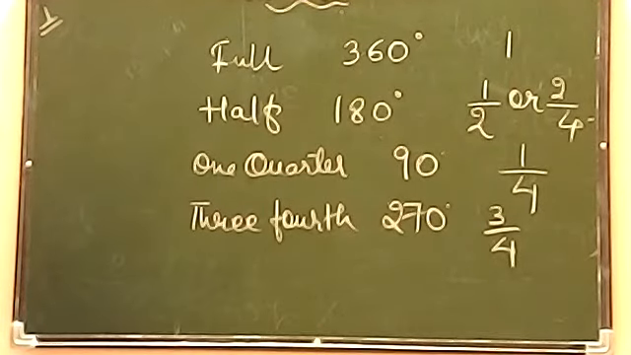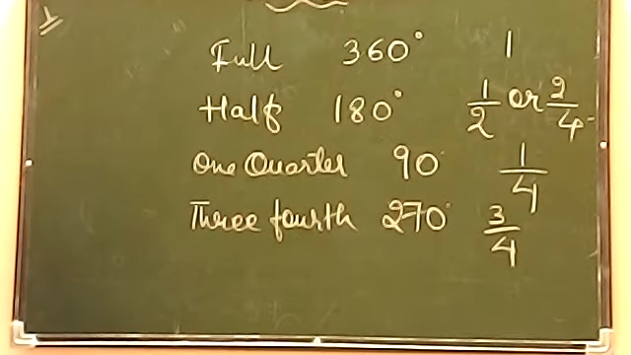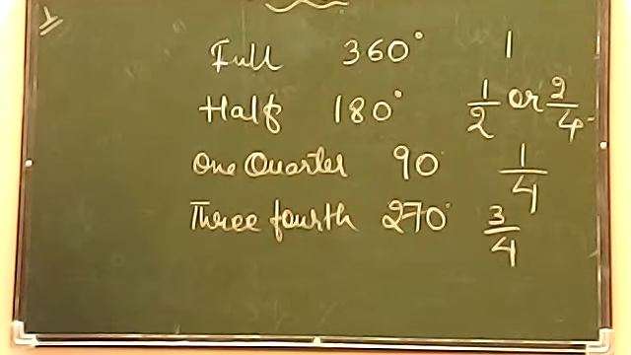Now students, please respond in the chat box. What do you know by 1/4? How much degree? 1/4, how much degree, beta? Very correct. 90 degree. 1/4 means 90 degree. Very correct. 2/4 means 2/4 or half. How much degree? 180 degree. Absolutely right. 3/4, how much degree?